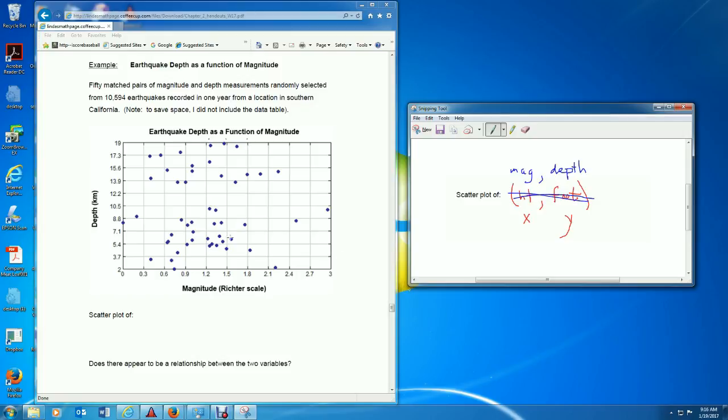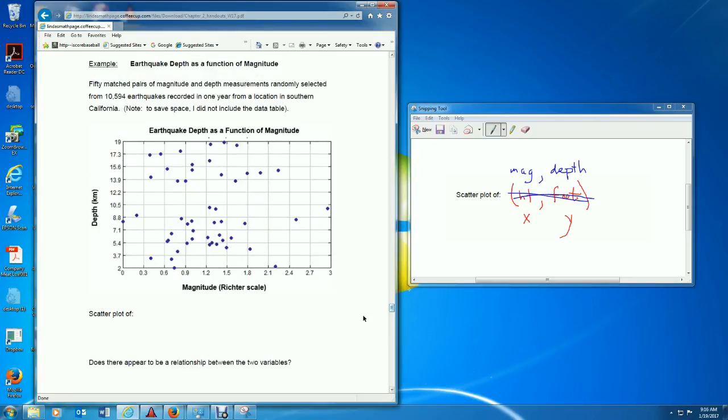In this case, you can see the data points are just completely scattered around. There is no discernible pattern. So no, there does not appear to be a relationship between these two variables.